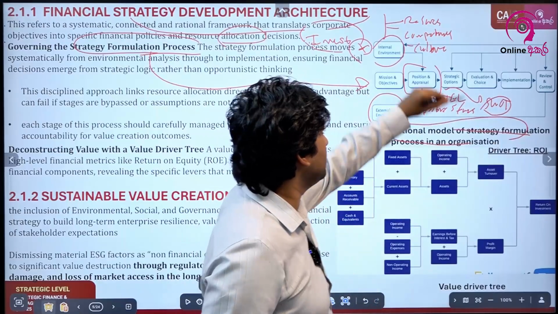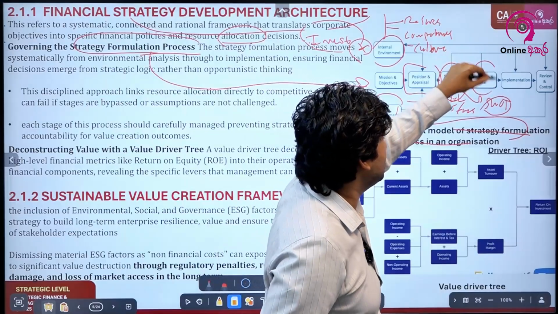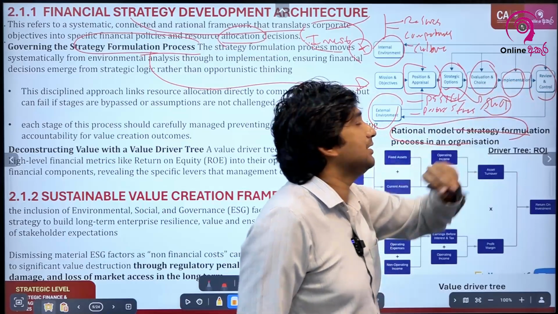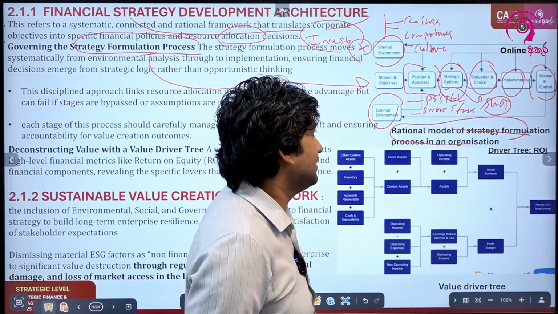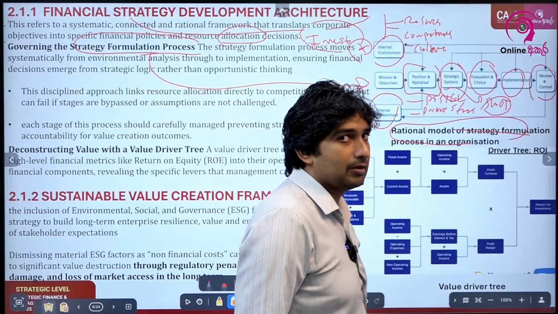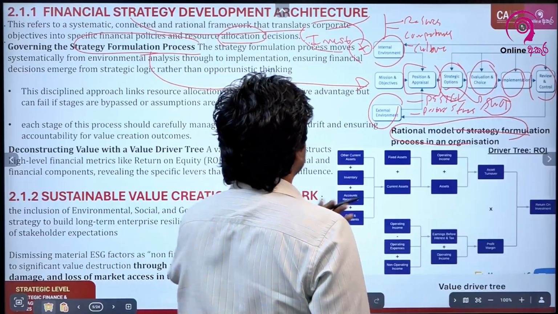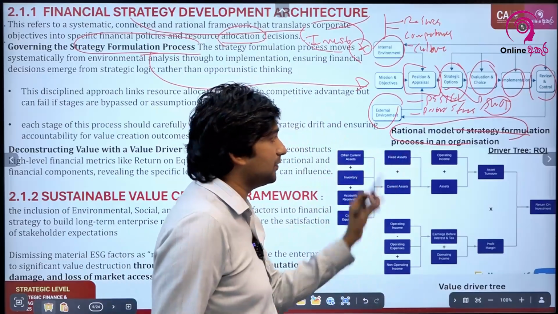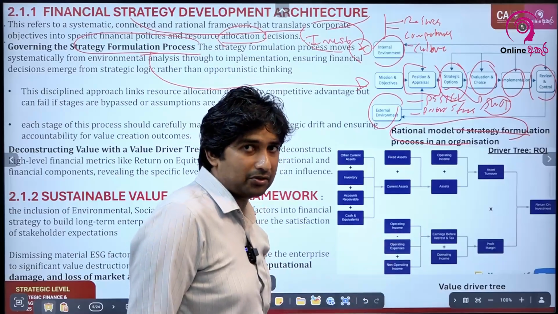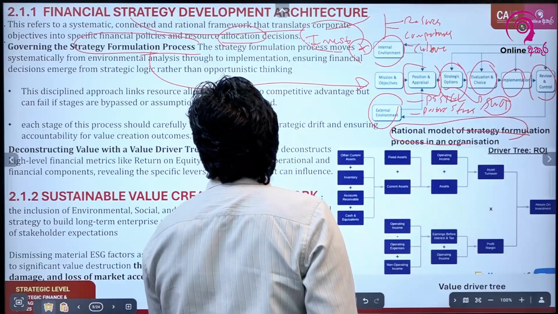By doing this, you need to develop different strategies. You need to evaluate these strategies, then implement them, and evaluate them again to see whether they are going according to the plan that you developed. So this is the rationale method that we use for strategy formulation. A similar process you also need to use when you develop your financial strategy.